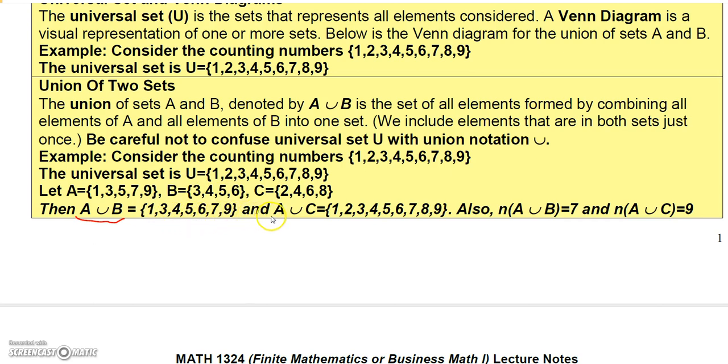So we would end up with 1, 3, 4, 5, 6, 7, and 9. Now if you did A union C, you actually get the entire set of the numbers. You get all 9 numbers, because there you don't have an intersection. And going back to the notation for the number in the set, the number in A union B would be 7, and then the number in A union C would be 9.